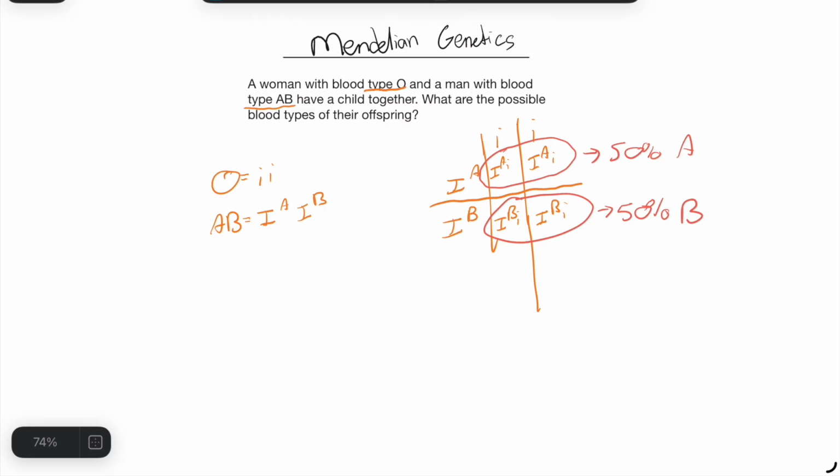Although the mother is type O and the father is type AB, we will see neither of those in the offspring. We can only have type A or type B explicitly.